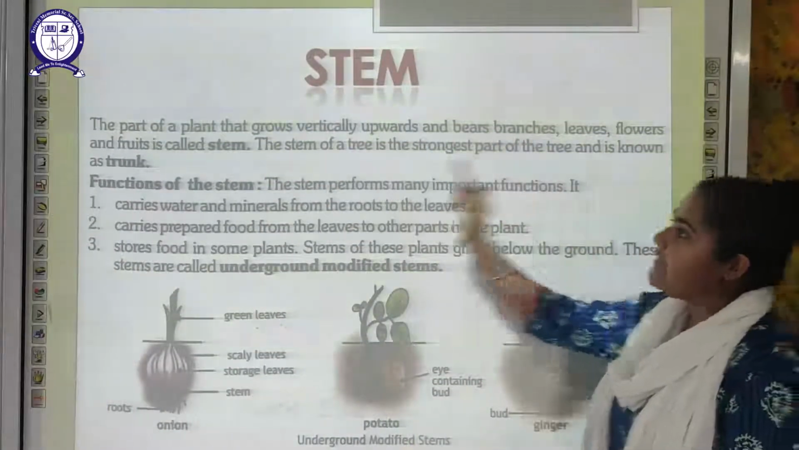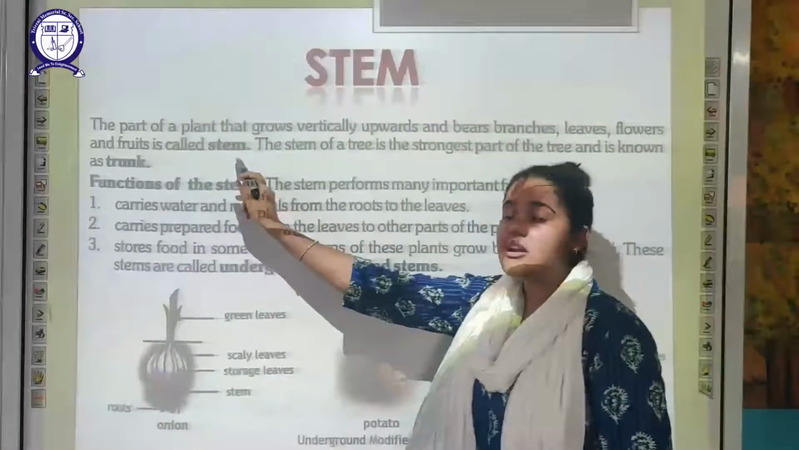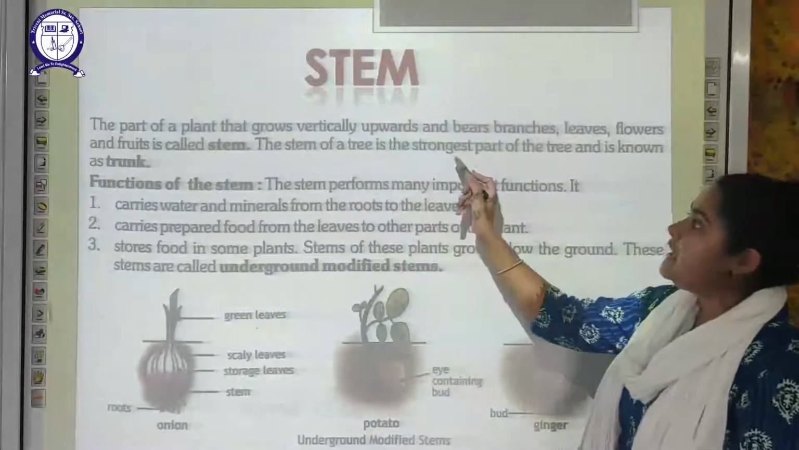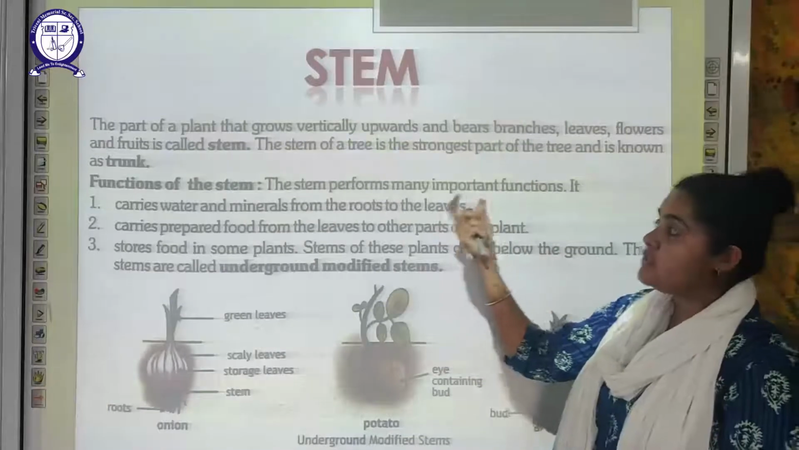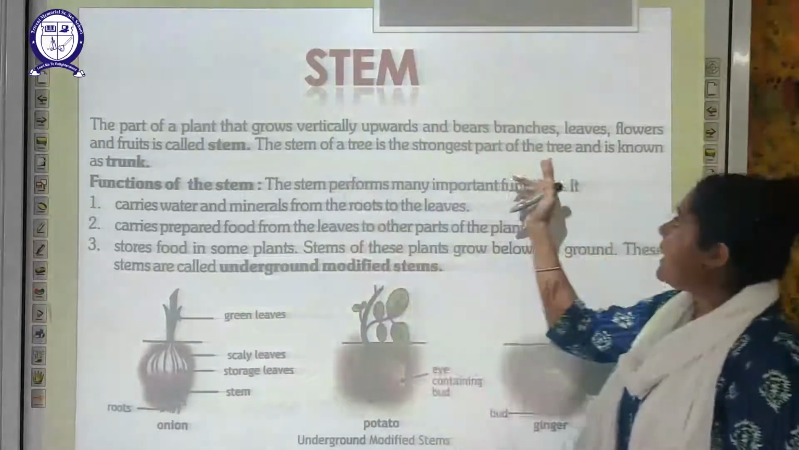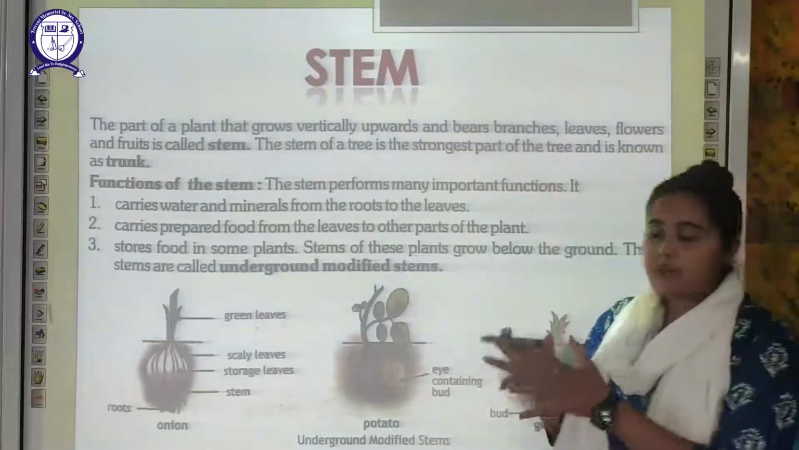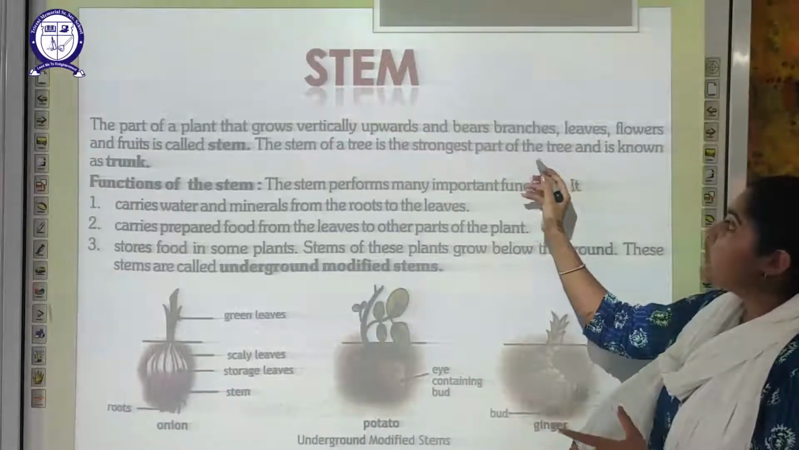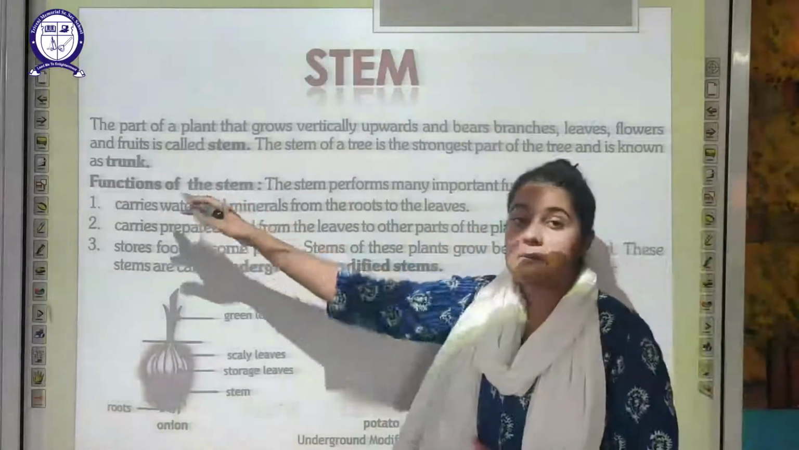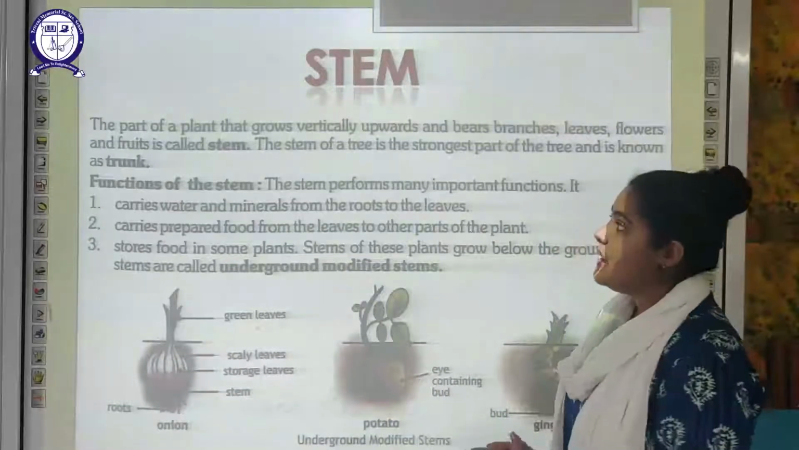Branches, leaves, flower and fruit. That part is called your stem part. The stem of the tree is the strongest part, student. Which is the strongest part? The stem part. And have you seen the bark of those trees? The fully grown trees, that is known as the trunk part, and the trunk part is the strongest part.